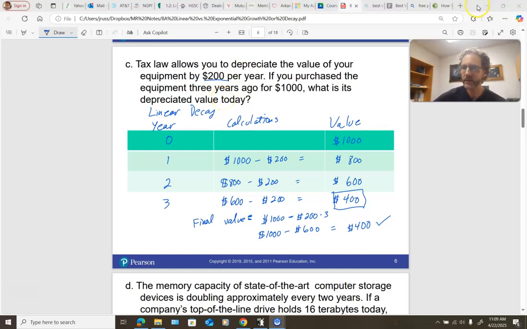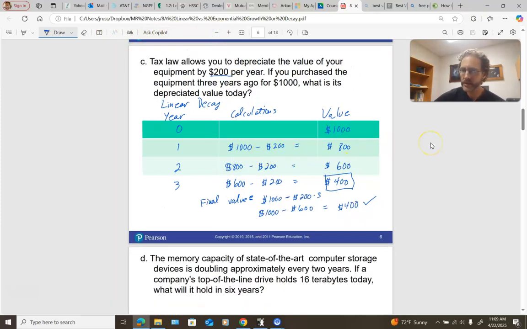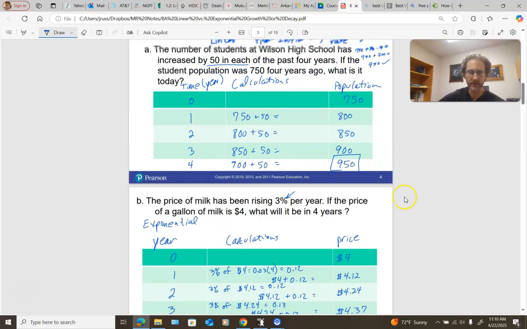Alright, welcome back guys. We're going to finish up 8A here. So we were talking about linear versus exponential, either growth or decay. And we had just finished this example in which we have this piece of equipment that's depreciating by $200 per year. So its value is decreasing by a fixed amount, and so that was an example of linear decay. Okay? And I showed you step by step how you could find it using the table, and then we also looked at finding it using that formula that I gave you above in the notes here.